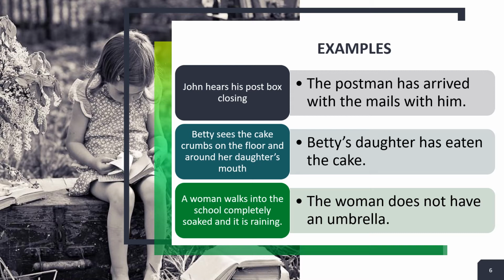All right, next will be: a woman walks into the school completely soaked and it is raining. So soaked and rain, they are two pieces of information that lead us to the idea that the woman probably does not have an umbrella.